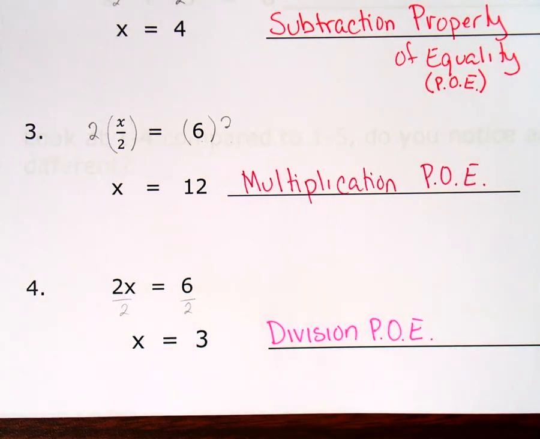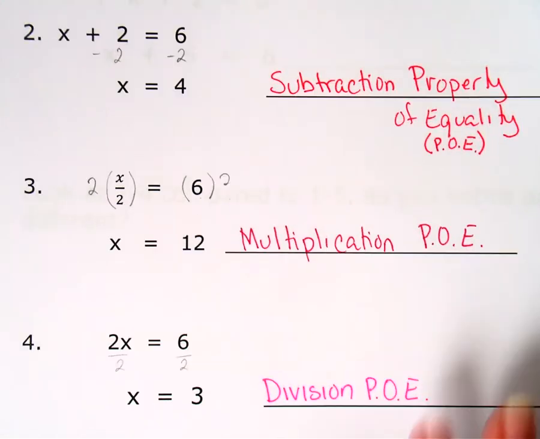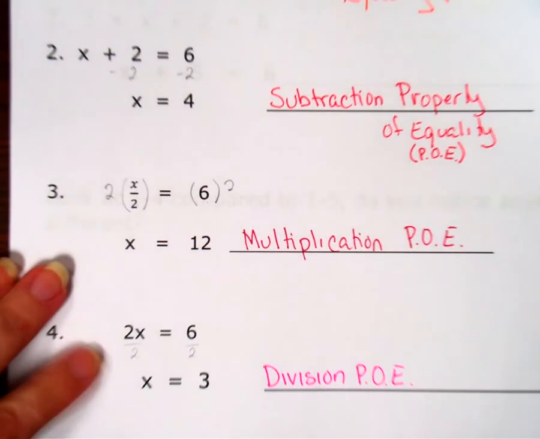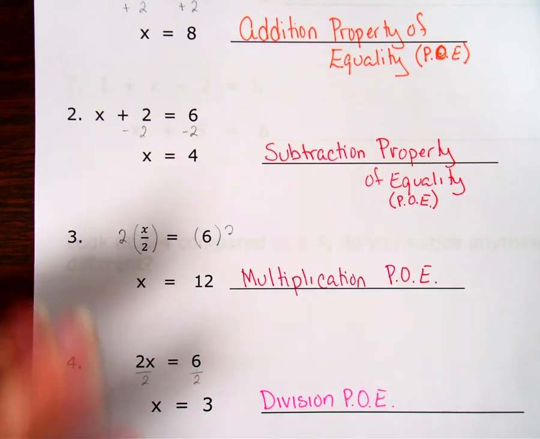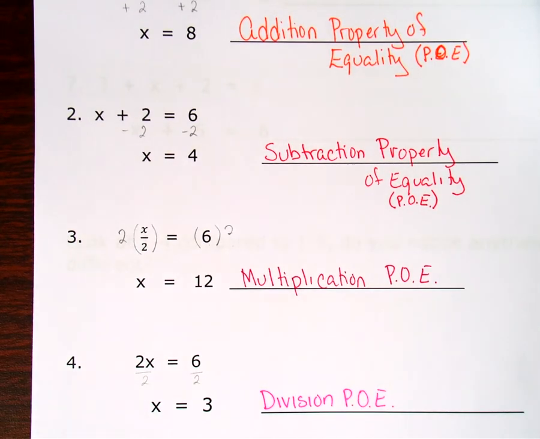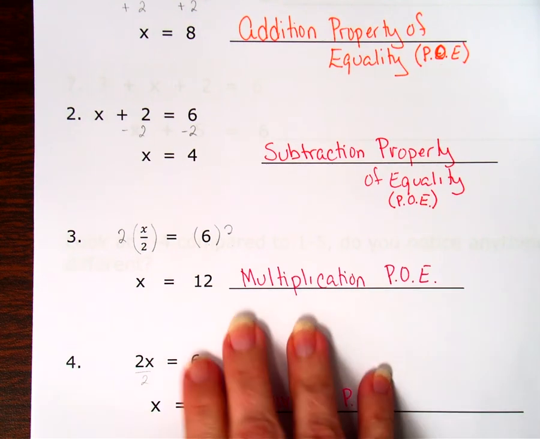So we have addition property of equality, subtraction property of equality, multiplication property of equality, and division property of equality. In all of those cases, you're taking the addition, subtraction, multiplication, and division, and you're doing it to both sides of the equal symbol. What you do on one side, you have to do on the other side, and that's what keeps our equations balanced and equal. That's our property of equality.